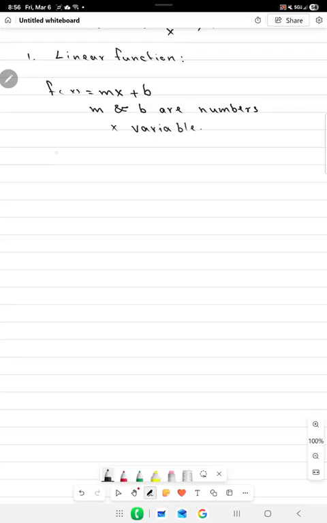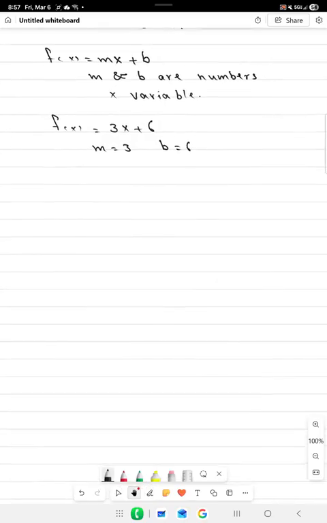Great. If I put a numeric example, for example, f of x equals 3x plus 6. You see that m is equal to 3 and b is equal to 6. m and b are numbers, not all the time positive. They can be negative, right? Negative and positive numbers. They are just numbers.